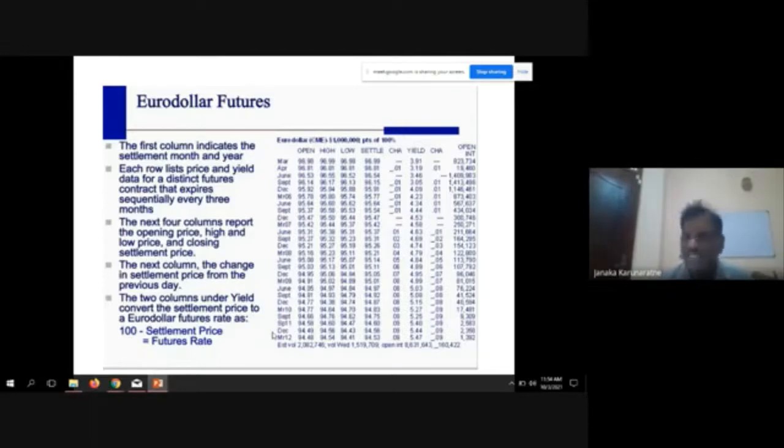So this is how these futures are listed in the futures exchange. You see each day, now if you look at the stock market, you get every day your stock prices, high price, low price, the closing price, average, and all those price increases or decreases.